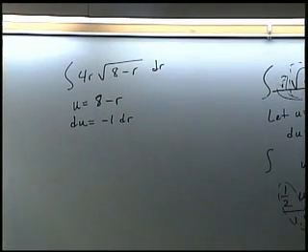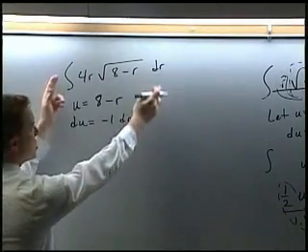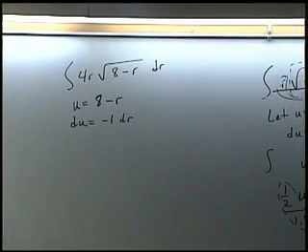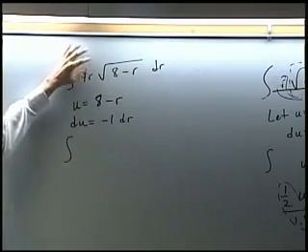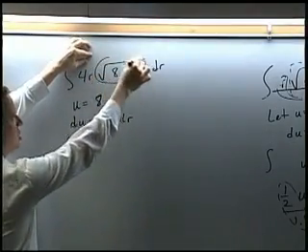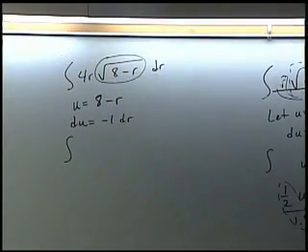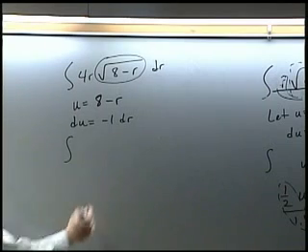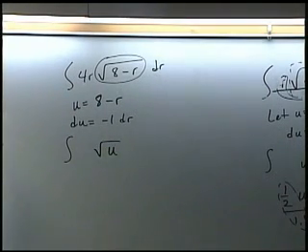Negative 1 times dr, right? Okay, so here's our derivative. Now, let's try to go back and start substituting things in. Let's see if we can get this to work here. I'm going to skip this 4r for a second. This all changes over to what? Square root of u. That's the easy part to switch over. It's just square root of u.